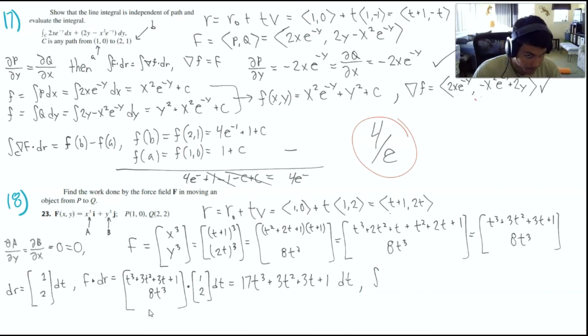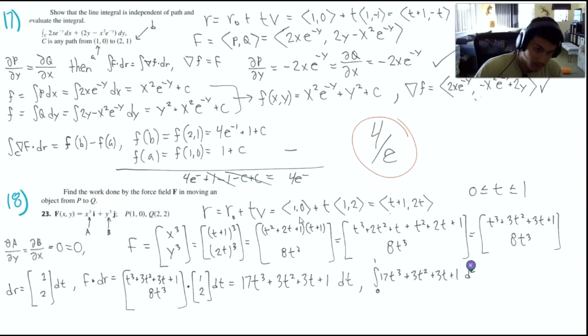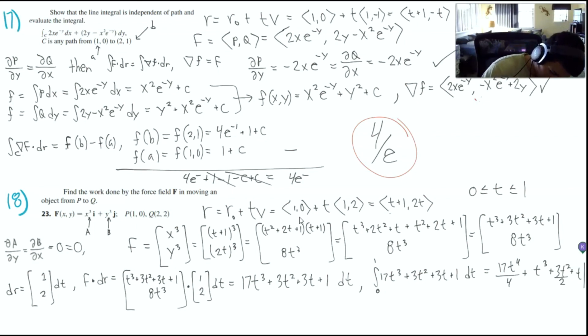And let's integrate that now. It goes from 0 to 1, right? Because remember, if we use the vector function, then we will always go from 0 to 1. The integral of 17t cubed plus 3t squared plus 3t plus 1 dt is equal to 17t to the power 4 over 4 plus t cubed plus 3t squared over 2 plus t, from 0 to 1.